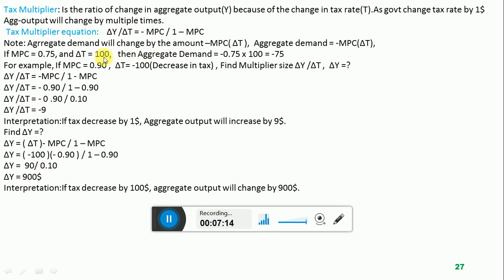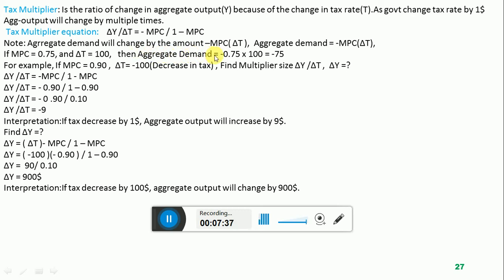So the MPC is given, the rate at which the people of Afghanistan consume their income. Out of 1 rupee, 75 paisas Afghans consume and 25 paisas Afghans save. The change in tax, the tax that the government increased, is $100 million. So how can we calculate aggregate demand?